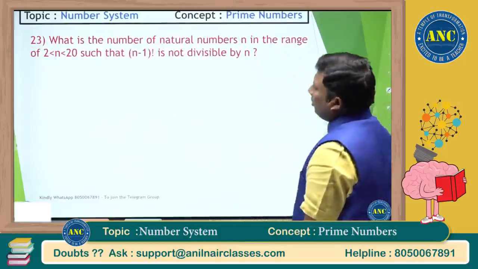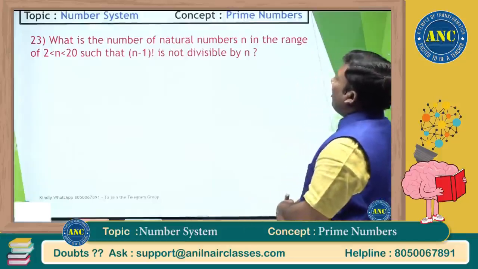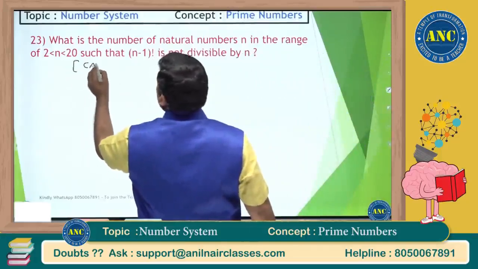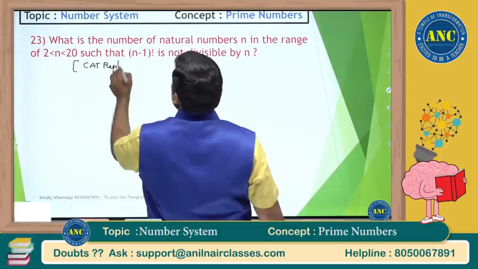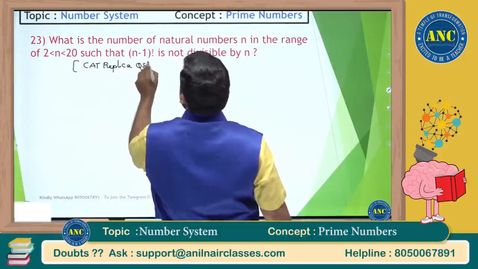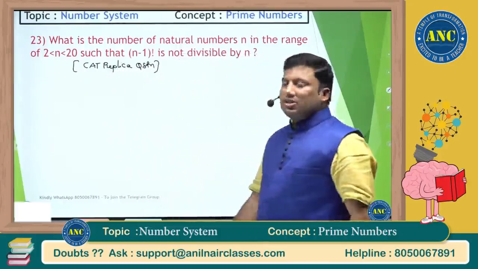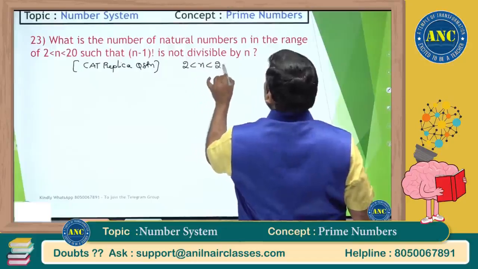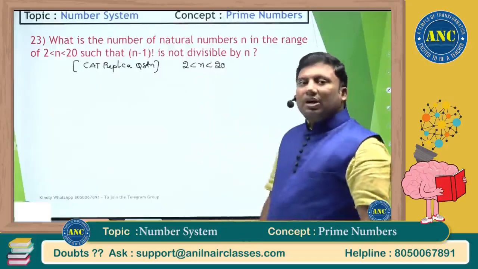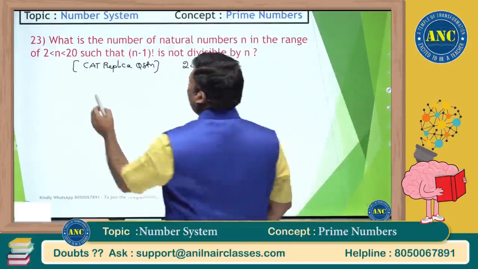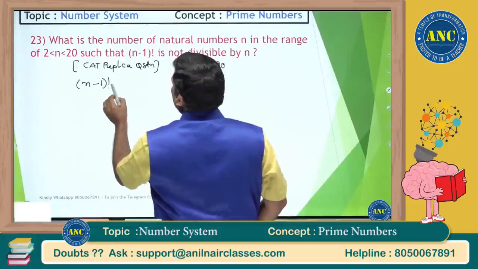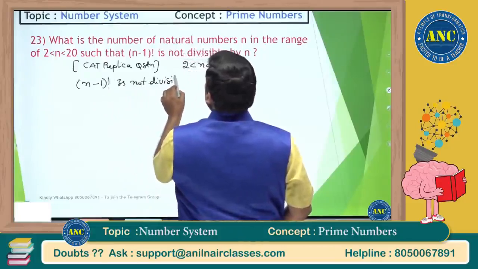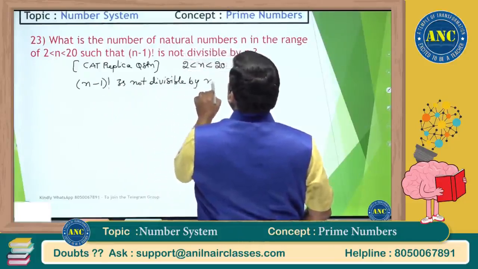Another one. This is a CAT replica question, sir. What is the number of natural numbers in the range 2 less than n less than 20, such that (n minus 1) factorial is not divisible by n?